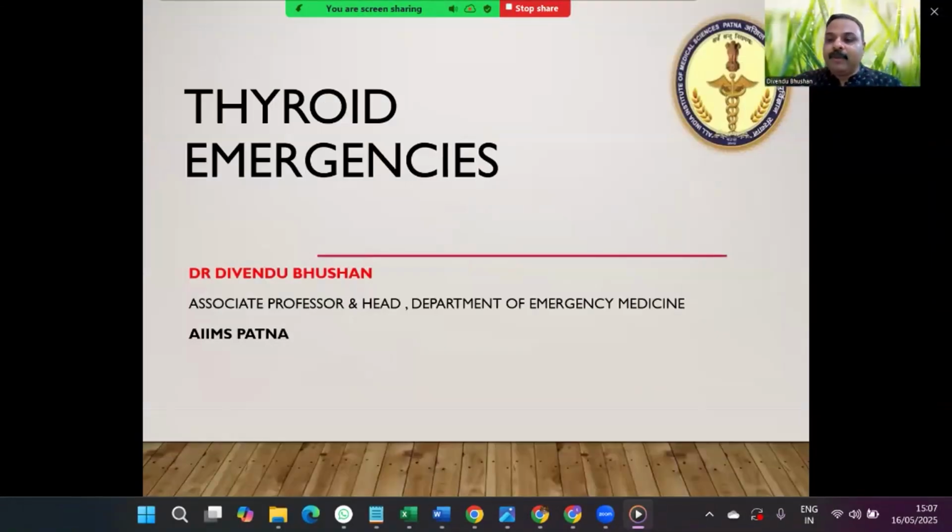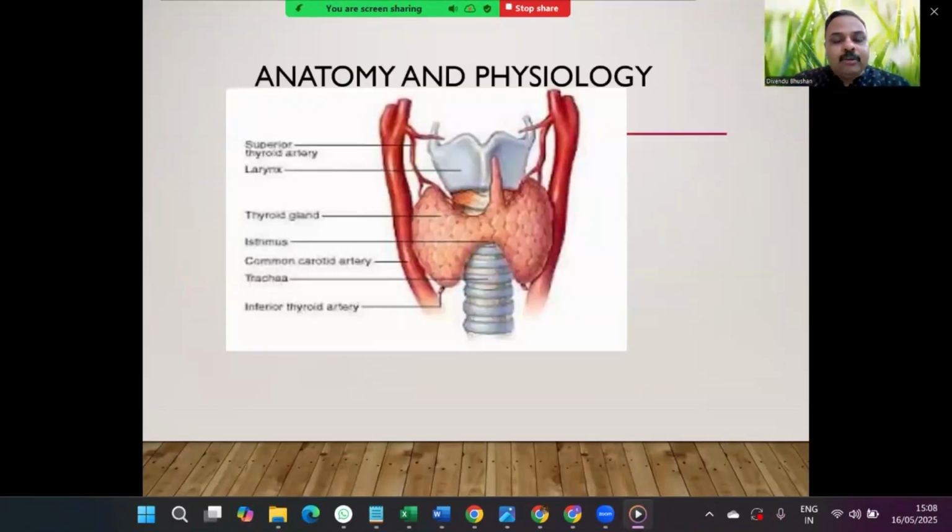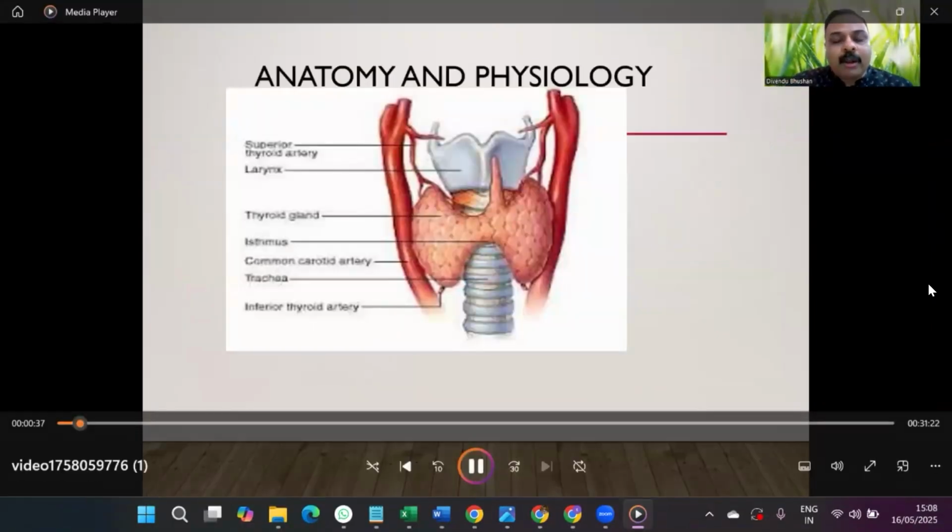Diabetic emergencies are covered elsewhere, but here we are going to talk about the thyroid emergency and adrenal emergencies. So this is a quick look at the anatomy of the thyroid. It consists of two lobes in the front of the neck, connected by the isthmus, and is supplied by the superior thyroid artery and the inferior thyroid artery.